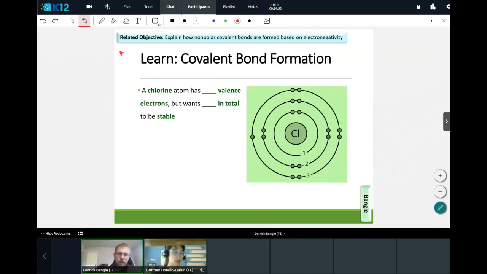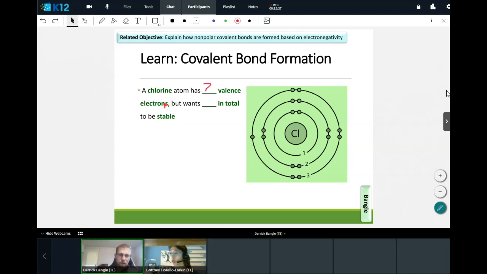Okay, so let's learn a little bit about covalent bonding, starting off simple with answering this part in the chat. A chlorine atom has blank valence electrons. So how many valence electrons does chlorine have? Remember, it's all on the outer shell. Excellent, Micah, Dima, Julia, very nice. Ronnie, don't hesitate to participate in the chat if you see other people answering. All right, so very nice. Yes, chlorine has 7 valence electrons.